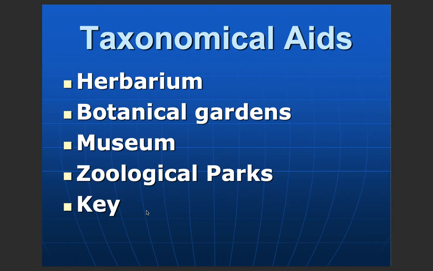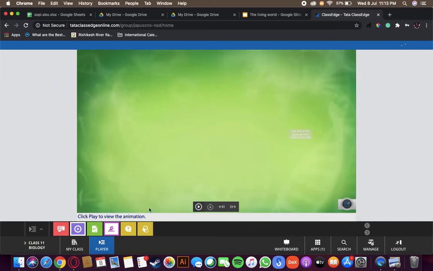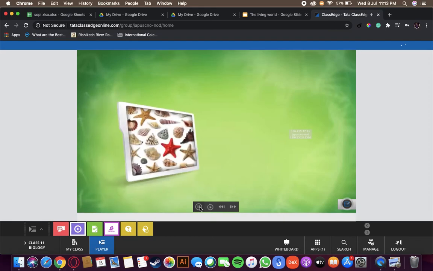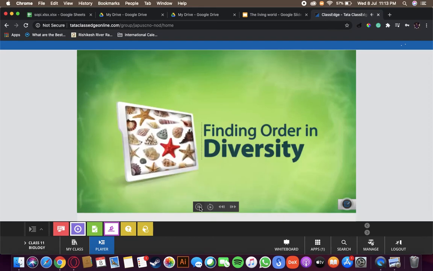Now, let us see some presentation to understand with the help of some media presentation here. Now, see this presentation to understand these facts. Finding order in diversity.